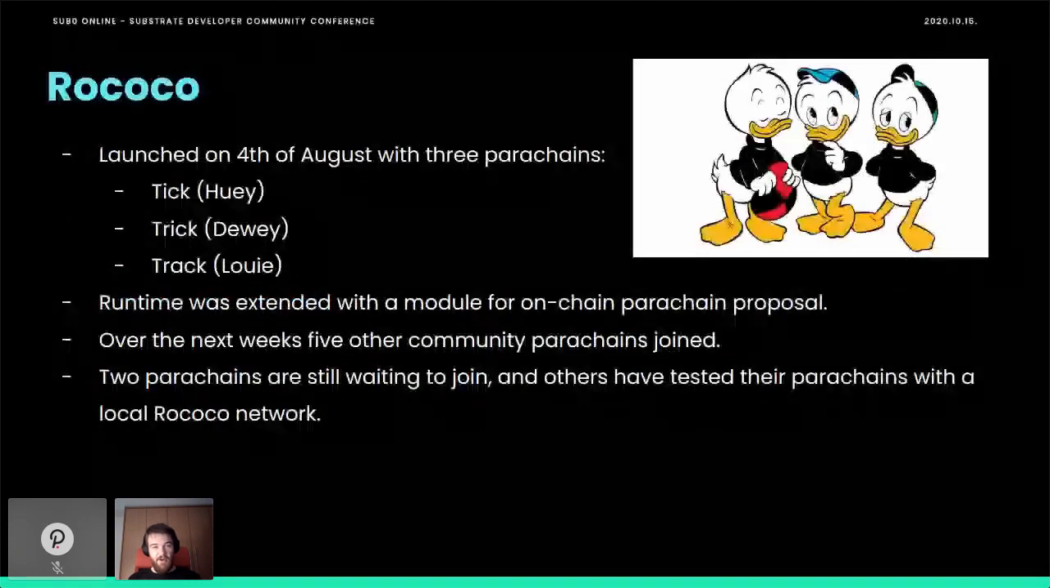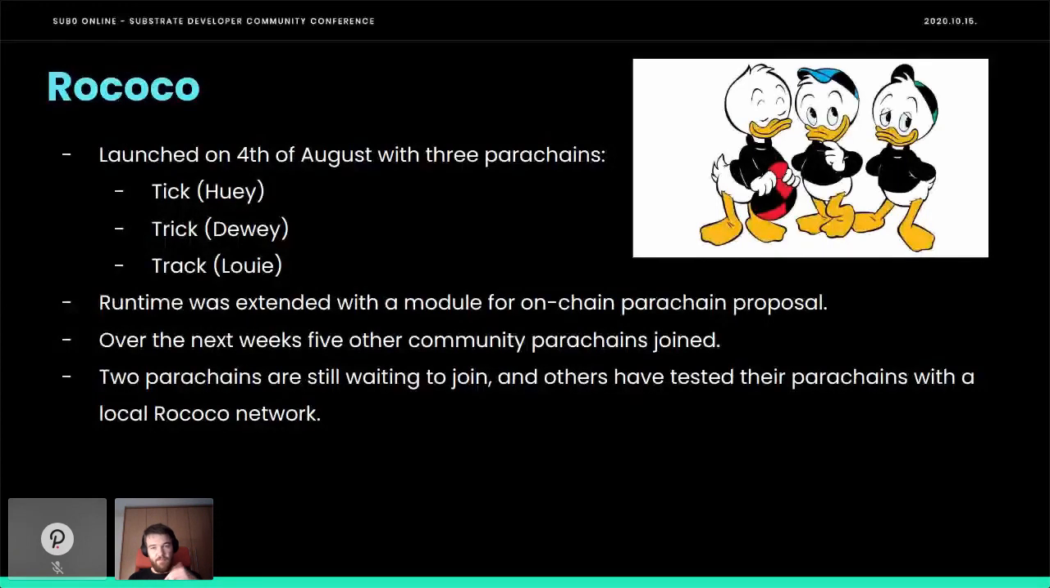It launched on the 4th of August this year with 4 included Parachains: Tick, Trick, and Track. After launching, we did several runtime upgrades. One runtime upgrade provided an on-chain module for Parachain proposals, which made it really easy for people to propose their Parachains and for us to approve them. And so over the next weeks, we could let 5 community Parachains join.